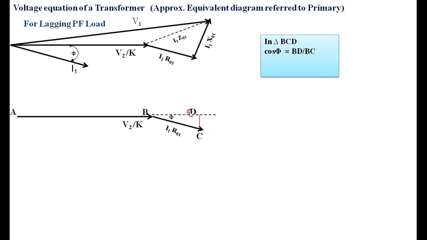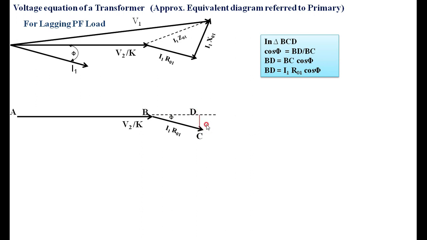Then what I want is BD. Therefore, BD is equal to BC cos phi. BC is nothing but I1 R1, so that is I1 R1 cos phi. That is, I got this particular component, the X component of I1 R1.